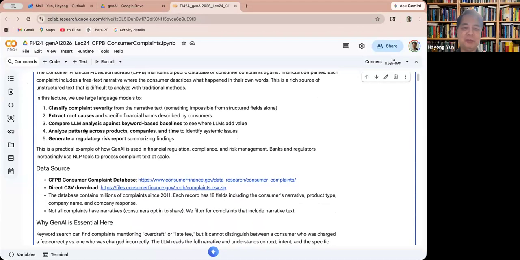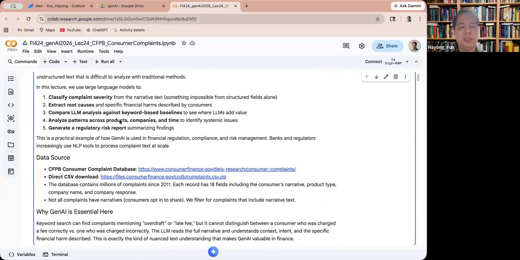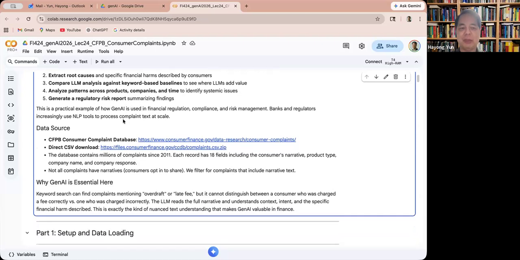And so these are kind of things that you need to understand the meaning of, isn't it? It's not just counting words and all this. The LLM can understand these contexts and make a meaningful classification for you. Generate the regulator risk report, for example, isn't it?